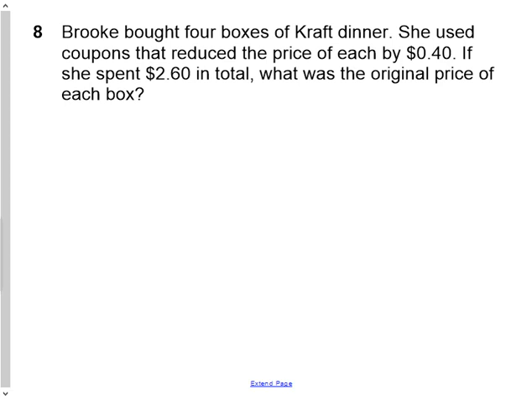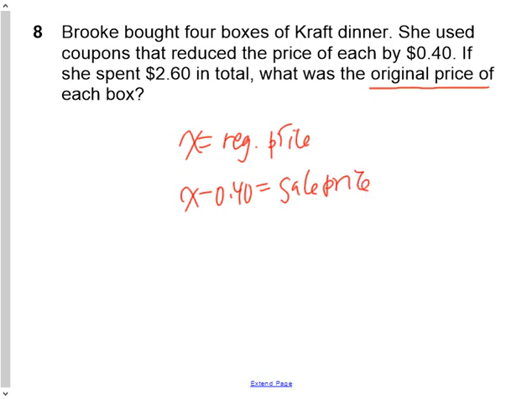Question 8 says, Brooke bought 4 boxes of Kraft Dinner. She used coupons to reduce the price of each by 40 cents. The first thing we want to do is say that x equals the regular price, because we're looking for the original price. First thing we do is define the variable. If that's the regular price, this is going to be the sale price, because it's reduced by 40 cents per box. And if she bought 4 boxes of these, we're going to use that expression to represent 4 boxes of sale Kraft Dinner.